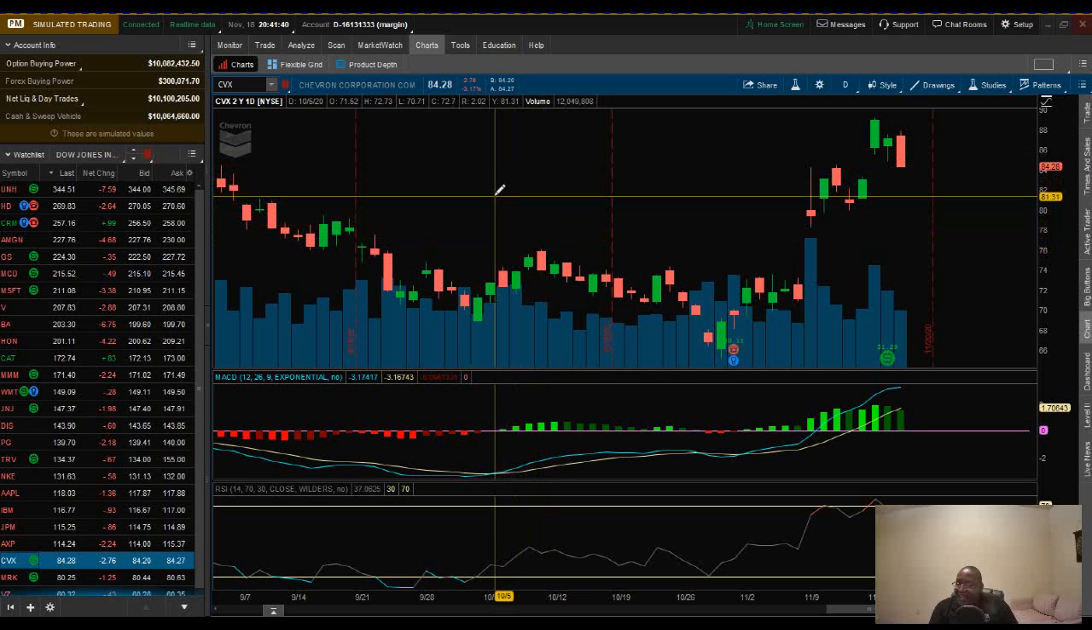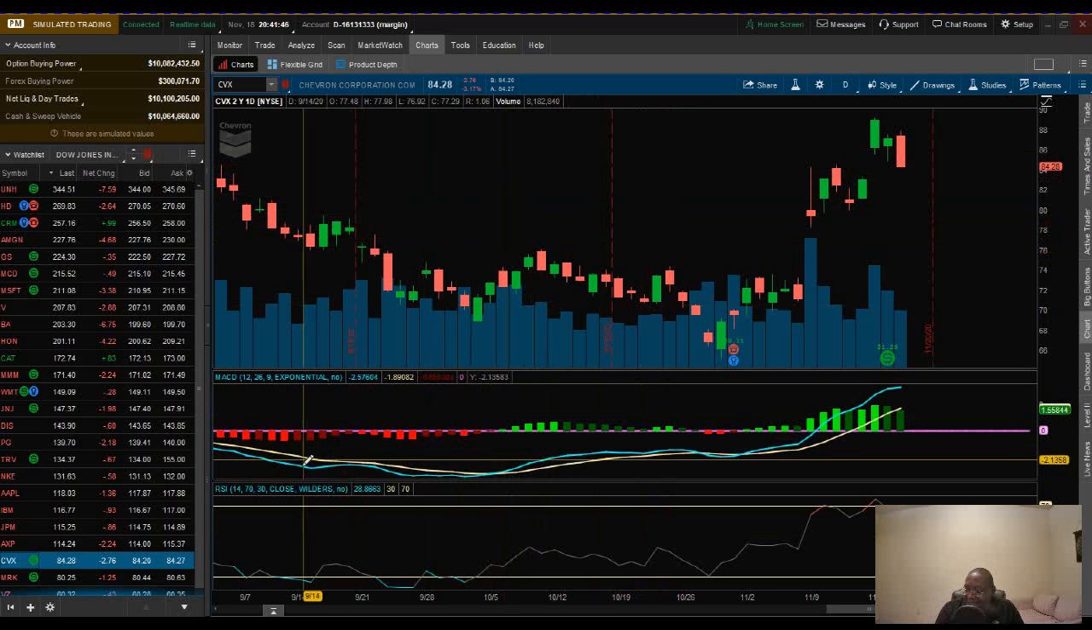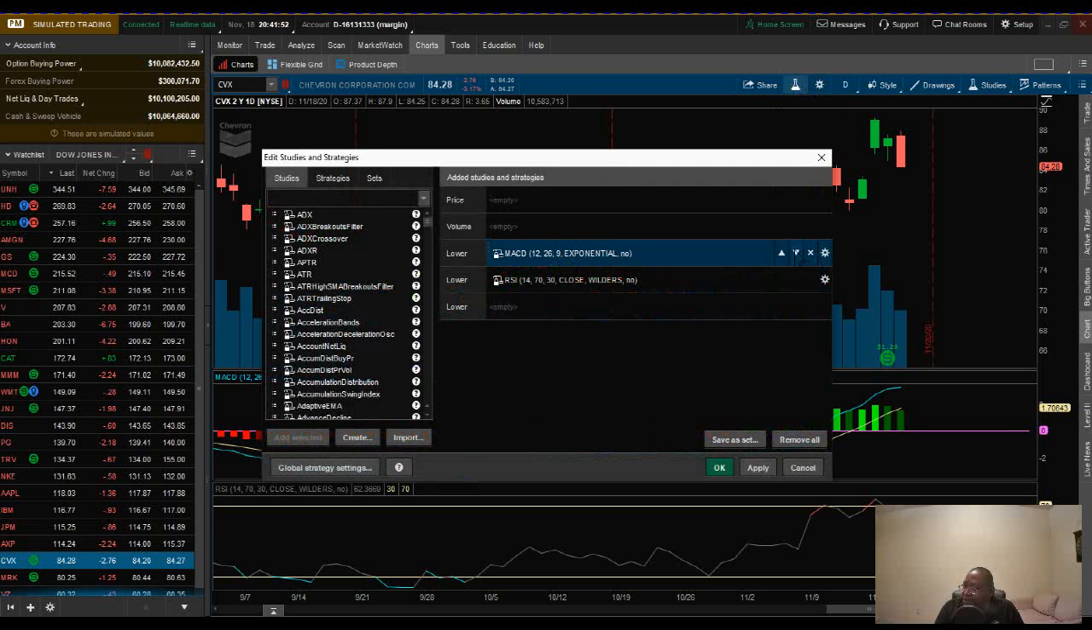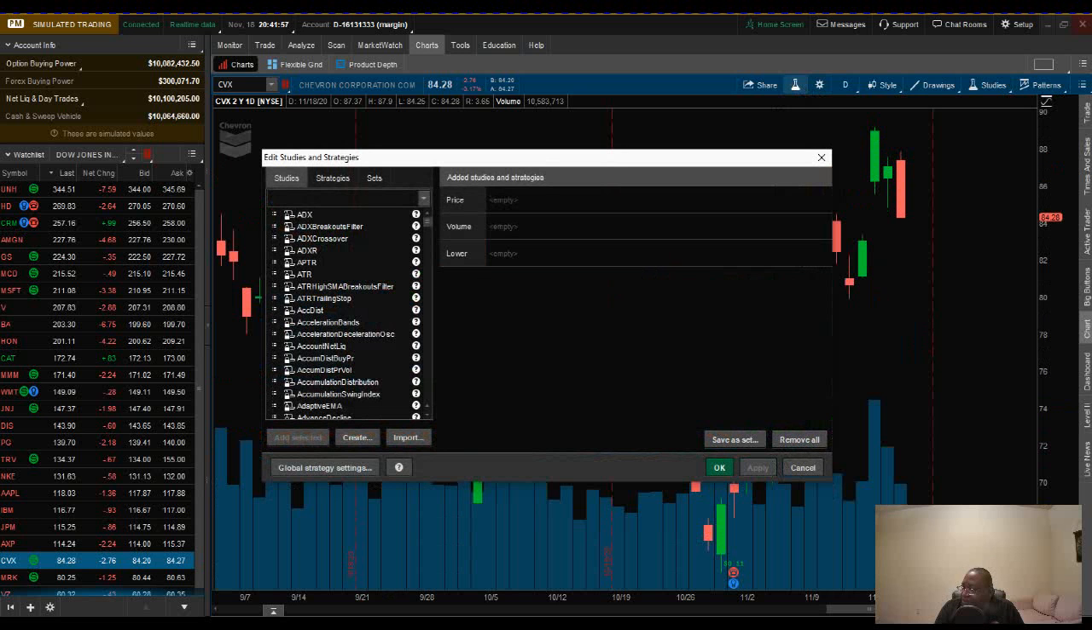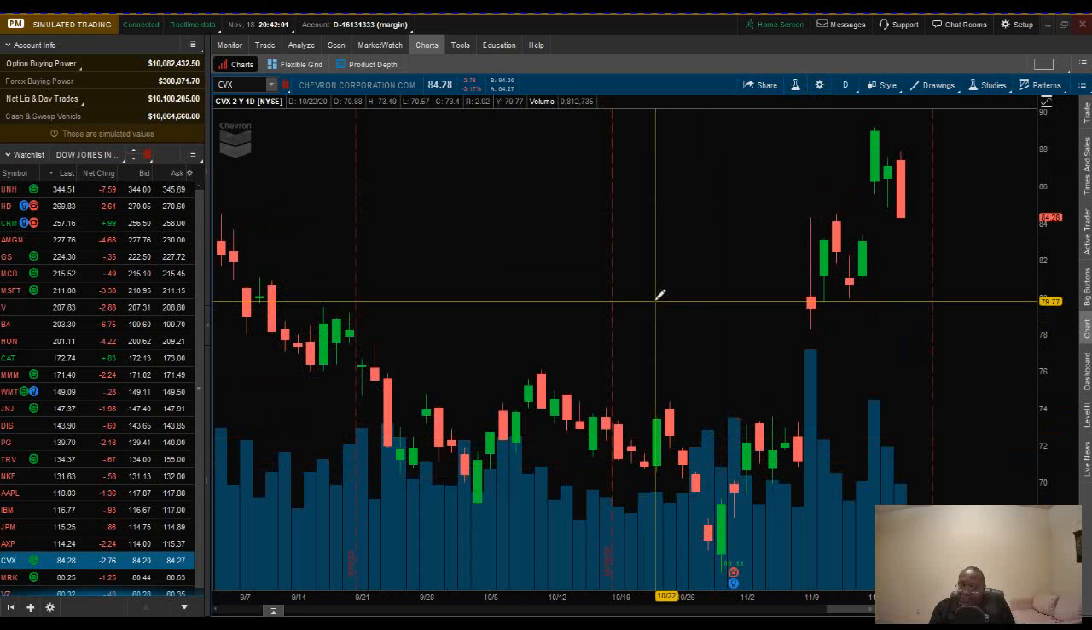So folks, down here at the bottom, I already have them set up. These are the MACD and the RSI. If you want to know how to get these in your stock chart, I will show you right here. If you are using Thinkorswim, this will be easy to follow.